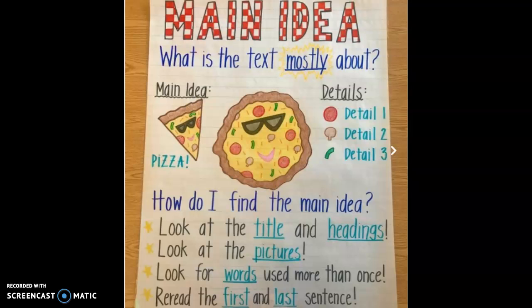And the fourth way that we can find a main idea is to reread the first sentence and the last sentence. Sometimes in our text, the very first sentence is going to tell us everything that we're about to read, or the conclusion, the very last sentence, is going to let us know what we just read altogether. So we are going to look at an example of an informational text to try and figure out our main idea.